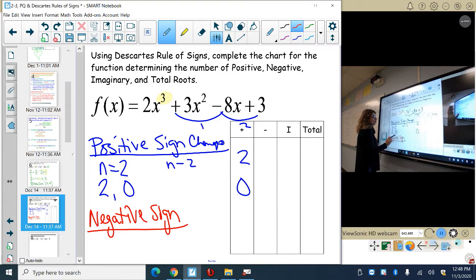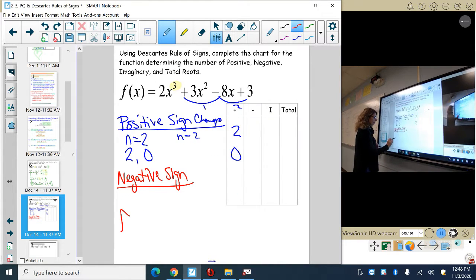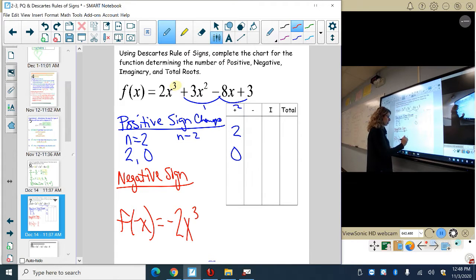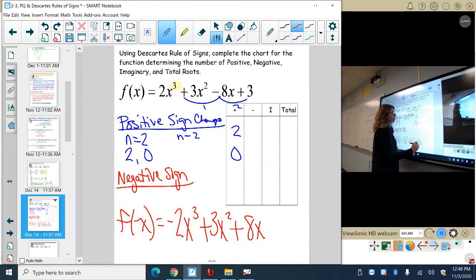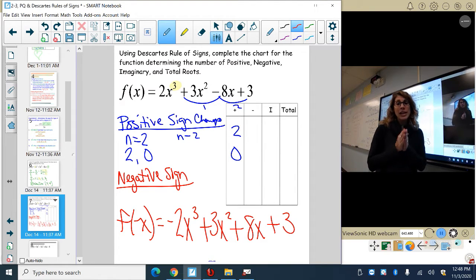Now that means I have to do f at negative x. Well, that means the ones that are going to change are just the odd exponent ones. So that's going to make that 2x cubed. I keep the 3x squared because it's squared. Negative 8x changes to positive 8x, and I keep my constant. I repeat, when I am putting in a negative x in place of positive x, the only coefficients that change are odd-powered coefficients.